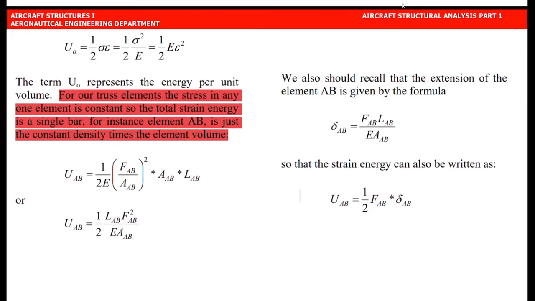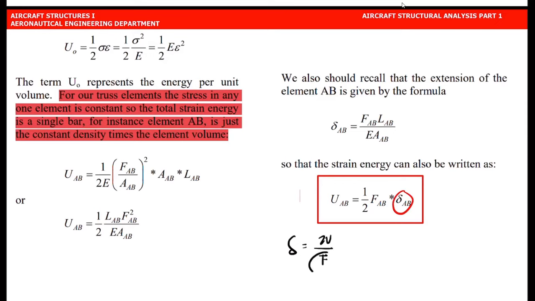Okay, that is your strain energy equation. So U again is the strain energy of that particular element. F is the internal force acting on the element. And this one, delta, is your deflection. So, all in all, your equation to get the deflection of the truss is delta equals 2U over F. Or it could be T, depending on mechanics of materials, as long as F is force, P is a force. Okay, U is the strain energy.